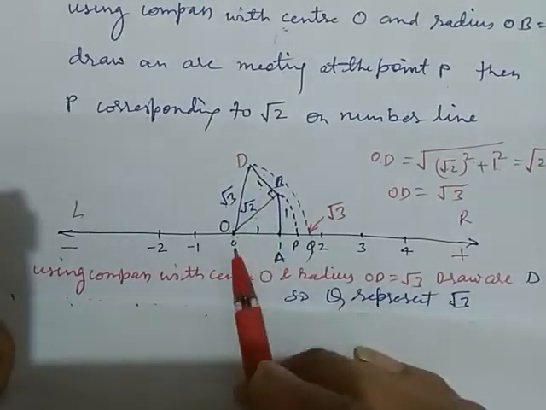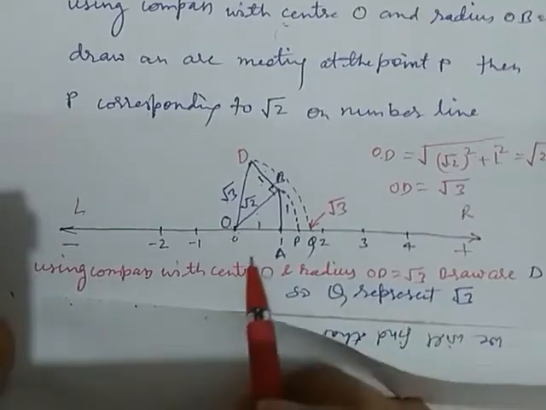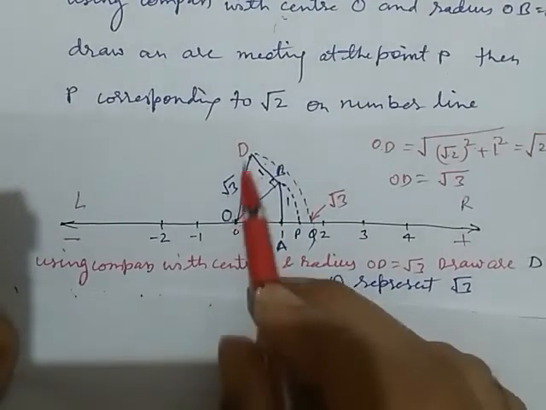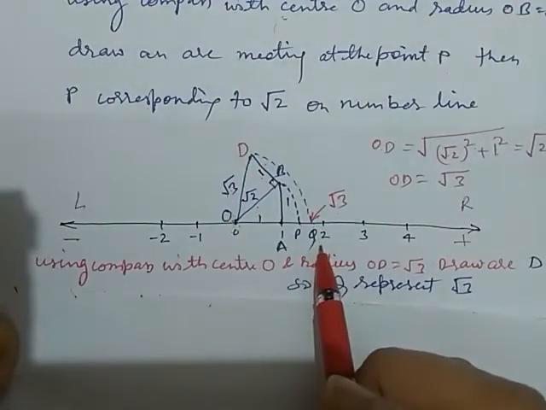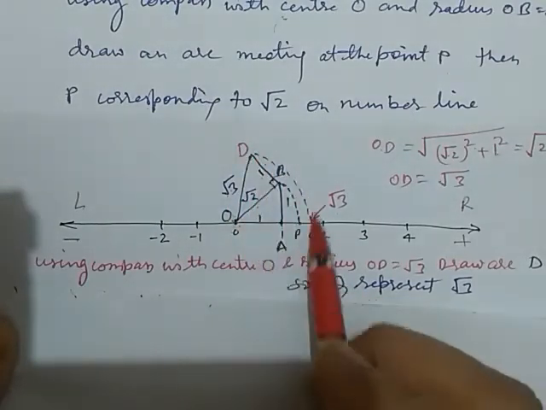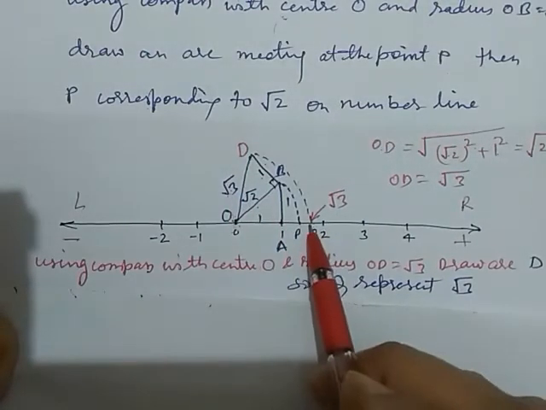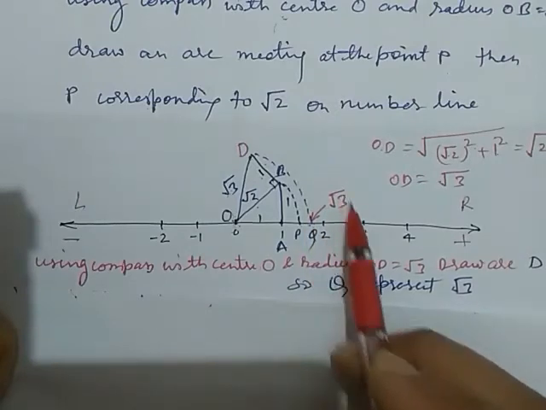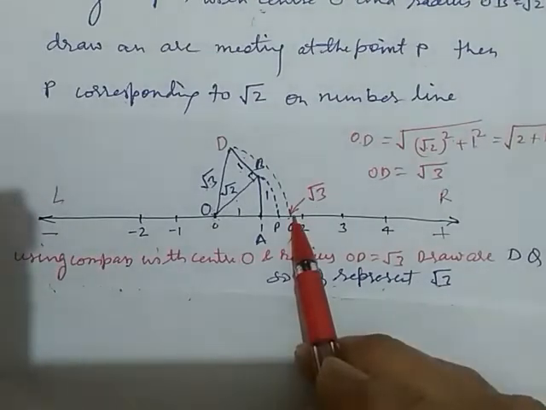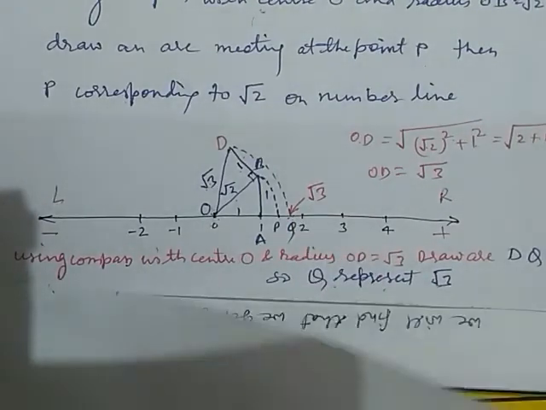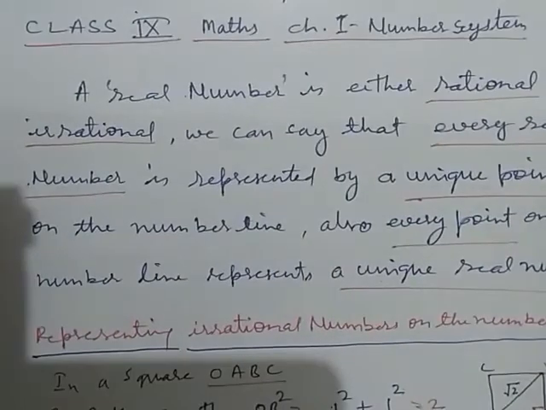Okay. How do we draw this? Again, check. Using a compass with center O and radius OD, which is root 3, draw an arc. This arc meets here at Q. So OD is root 3. That's why this point is root 3. So we draw an arc DQ, and Q represents root 3. Now this way we can represent our irrational number. Now we will learn more.